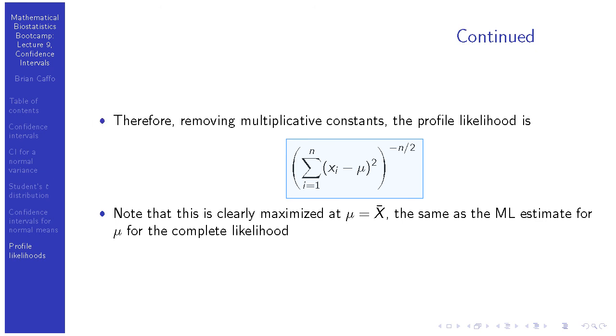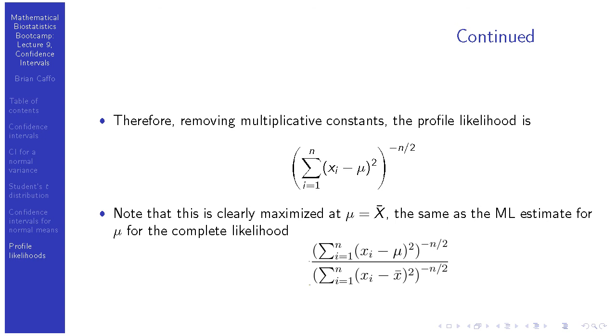And then again, this function's clearly maximized at mu equal x bar. You can, of course, solve it. But in general, one nice property of the profile likelihood is that the maximizer of the profile likelihood, the maximum profile likelihood estimate, is also your MLE for the parameter. So in this case, the maximum of the profile likelihood for mu is going to be x bar, the same as the maximum likelihood for the complete value.